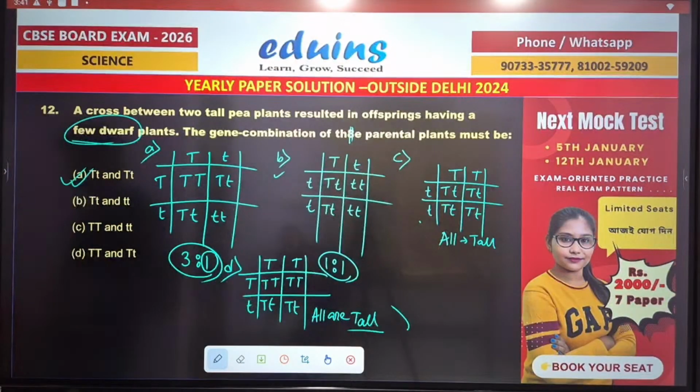Capital T small t and capital T small t. Okay, clear?